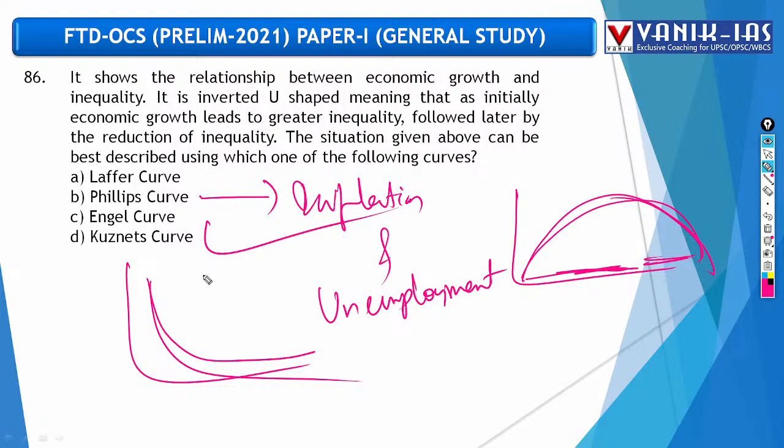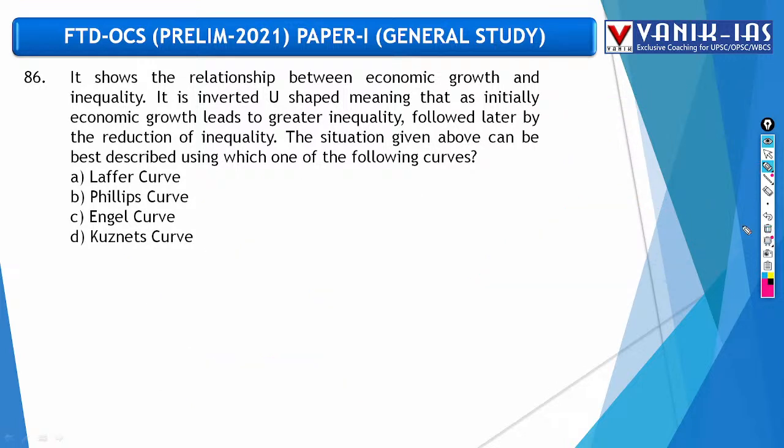Next is the Angel curve. The Angel curve describes how spending on a certain good varies with household income. So the Laffer curve is regarding taxation by the government and revenue. The Phillips curve is regarding unemployment and inflation. The Angel curve is regarding the behavior of consumers based on income. And the Kuznets curve is regarding economic growth and inequality. So D is the answer.